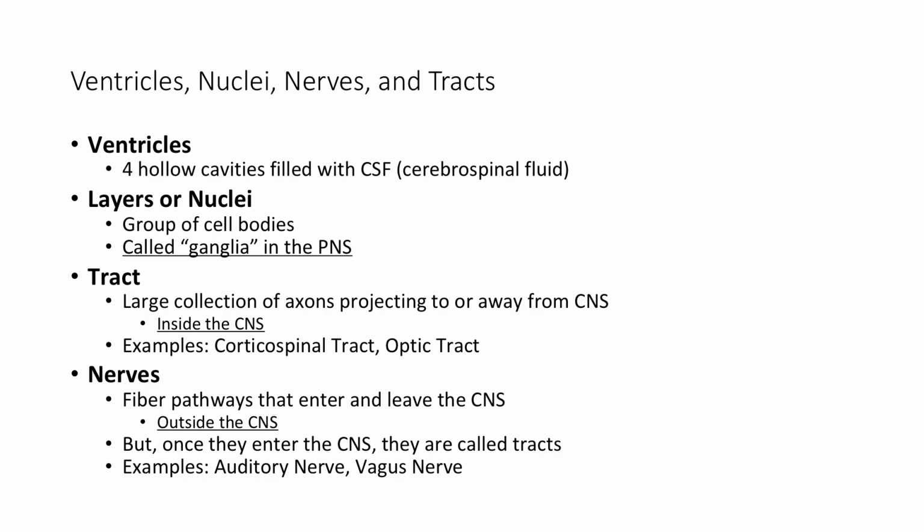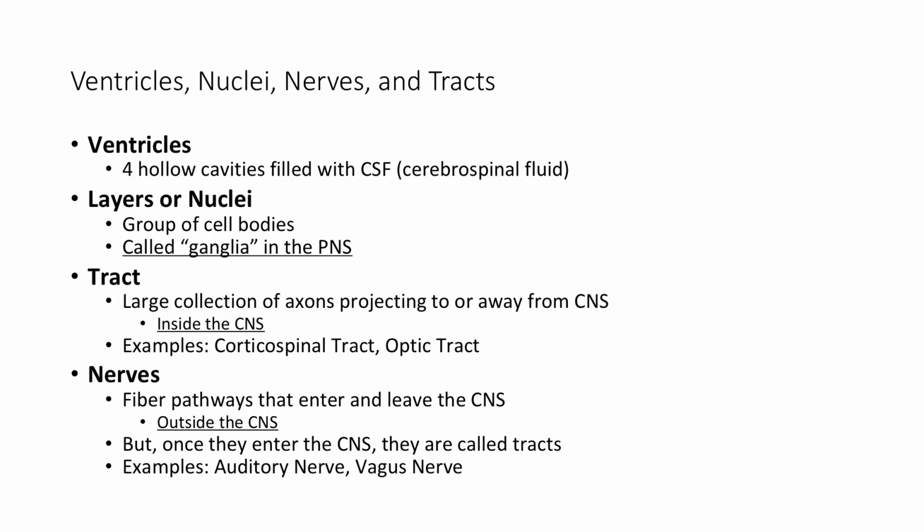Then nuclei are a group of cell bodies that are tightly packed together. In the central nervous system, they are called nuclei, but in the peripheral nervous system, they are called ganglia. So remember the difference between nuclei and ganglia. Nuclei are in the CNS and ganglia are in the PNS. So these are groups of cell bodies.